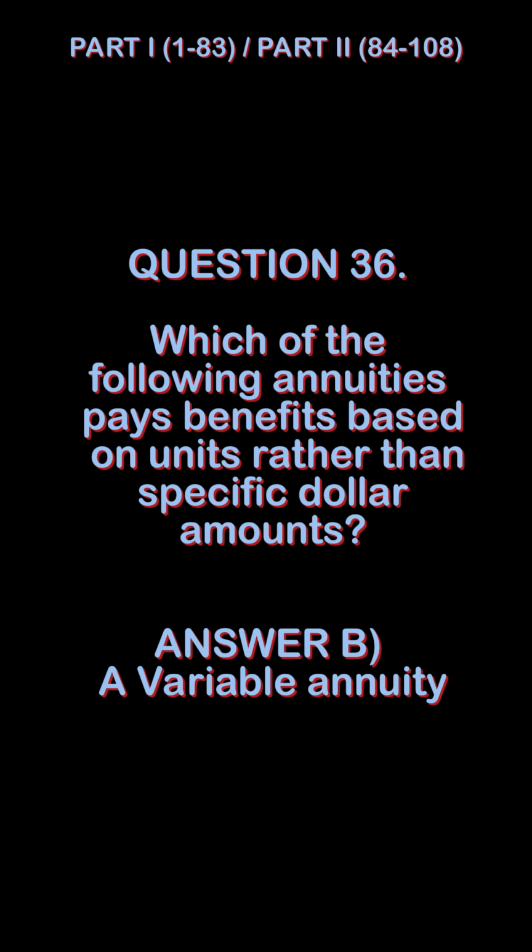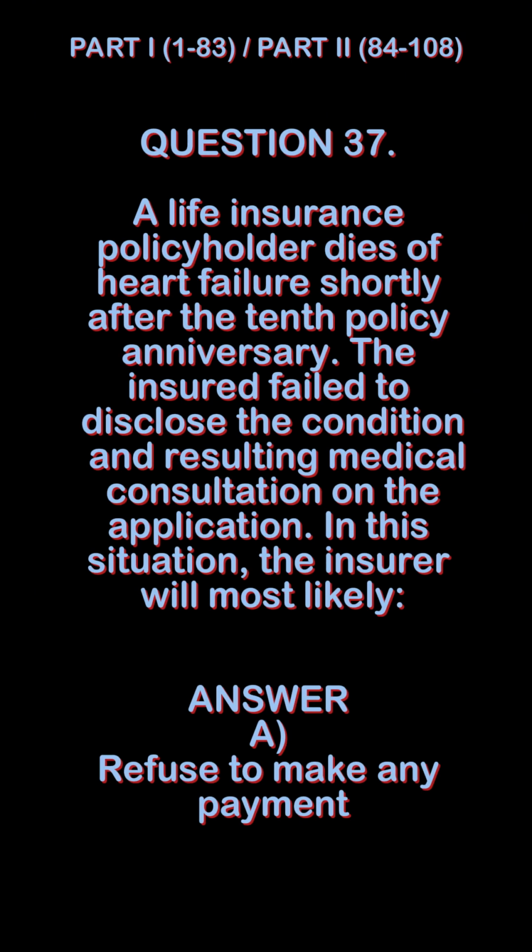Question 36. Which of the following annuities pays benefits based on units rather than specific dollar amounts? Answer: B. A variable annuity. Question 37. A life insurance policyholder dies of heart failure shortly after the 10th policy anniversary. The insured failed to disclose the condition and resulting medical consultation on the application. In this situation, the insurer will most likely answer: A. Refuse to make any payment.